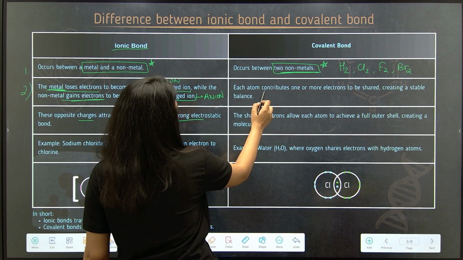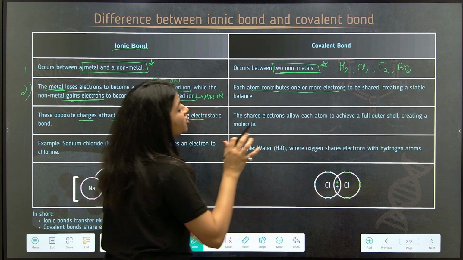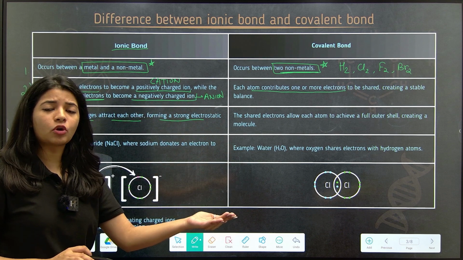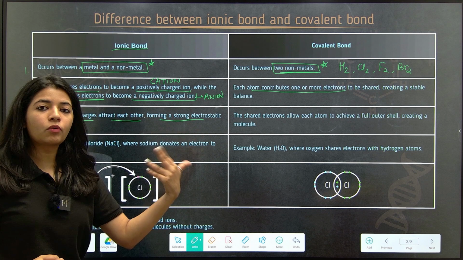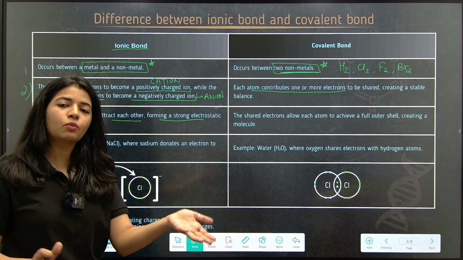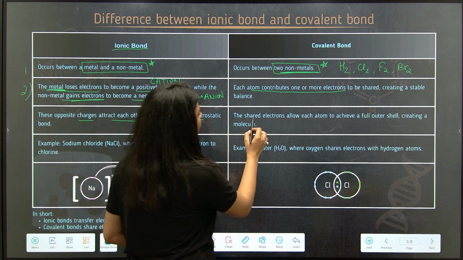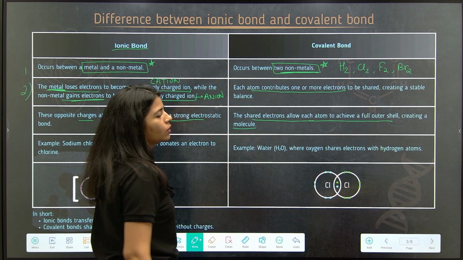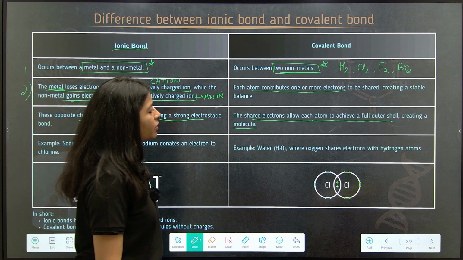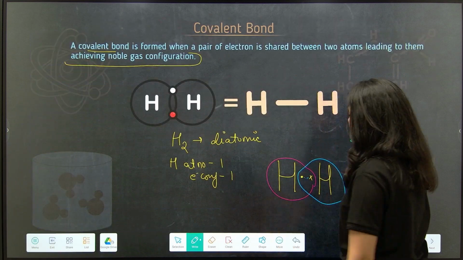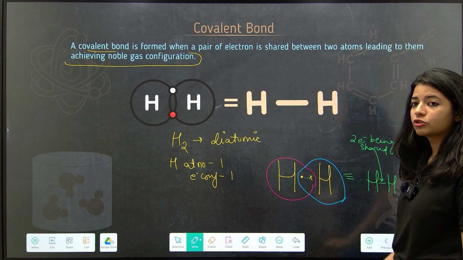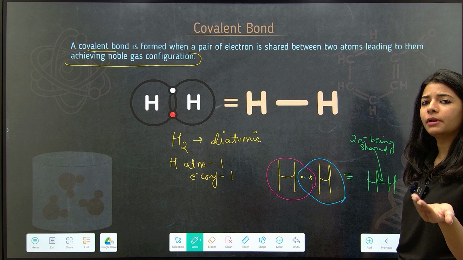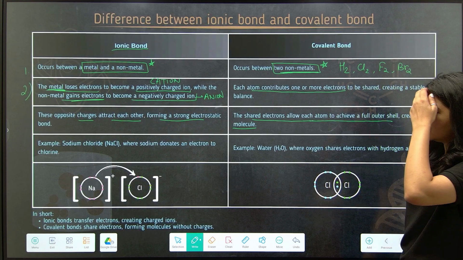Next, each atom contributes one or more electrons to be shared, creating a stable balance. So in covalent bonding, what is happening? Sharing of electrons is taking place. But in case of ionic bonding, what is happening? One element is giving electron, another one is taking that. The shared electrons allow each atom to achieve a full outer shell, creating a molecule. Like in case of H2, which we discussed in our previous slide. This sharing is helping each hydrogen to complete its outer shell, to satisfy a doublet configuration, right?